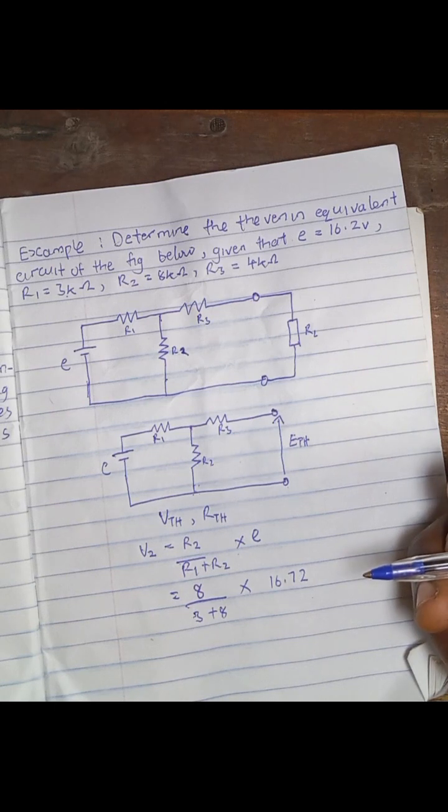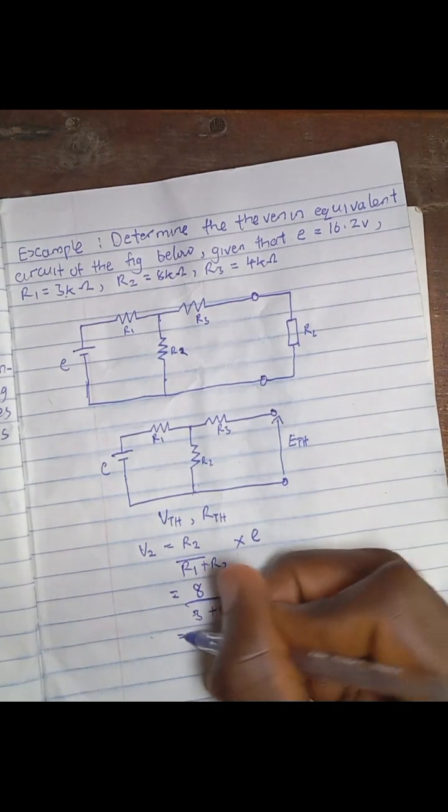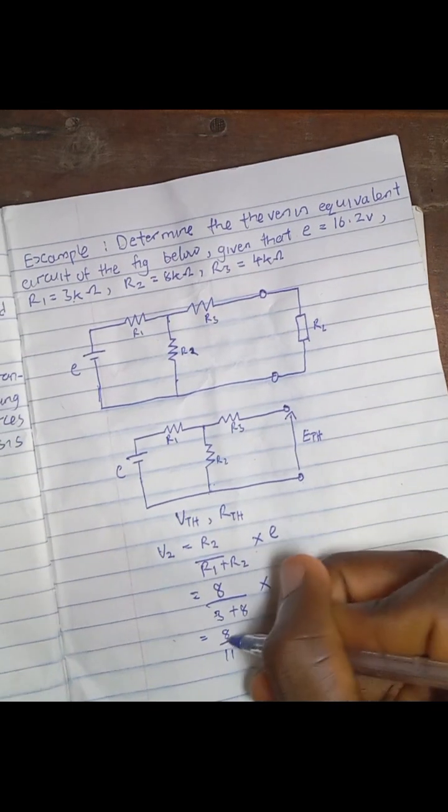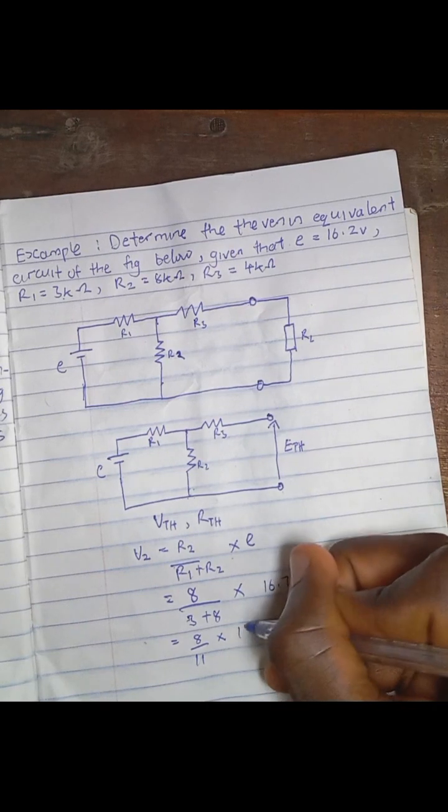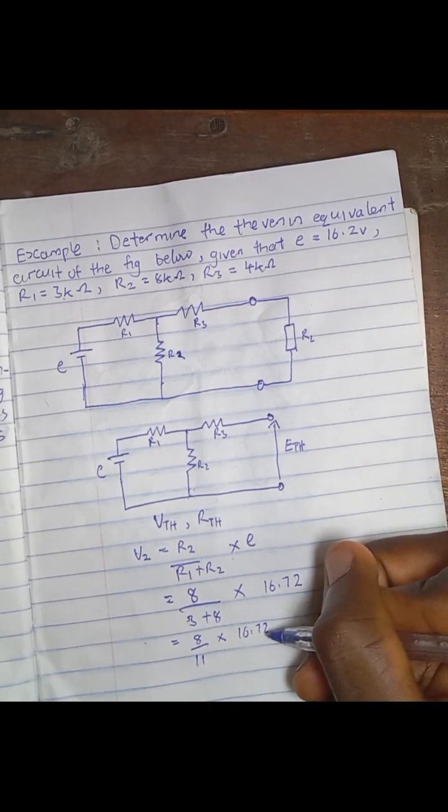So we'll be getting 8 over 11 times 16.72.